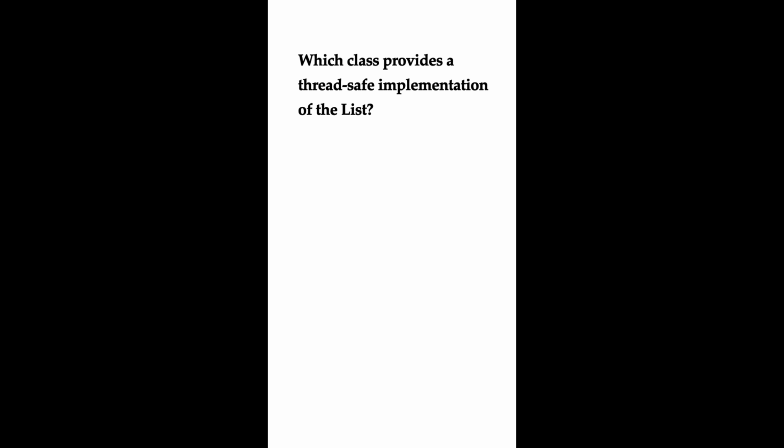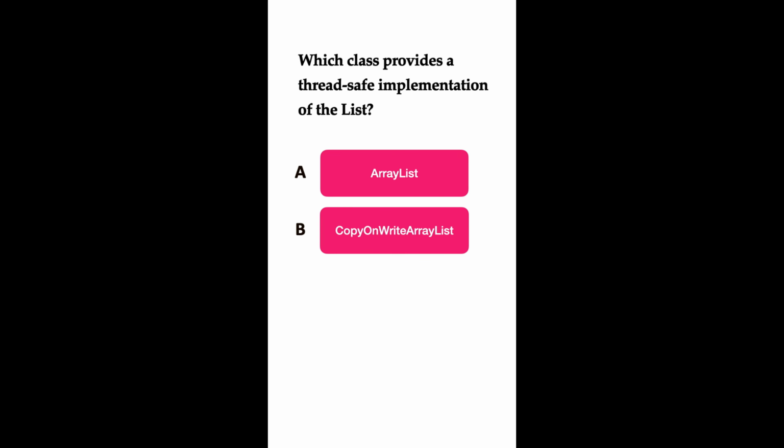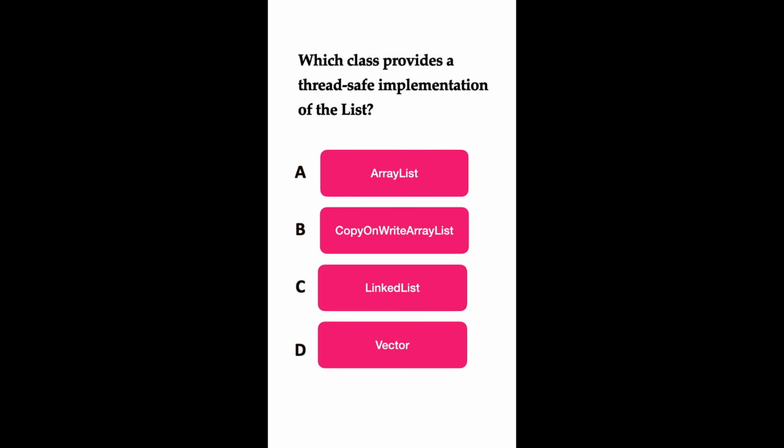Which class provides a thread safe implementation of a list interface? Option A, ArrayList. Option B, CopyOnWriteArrayList. Option C, linked list. Option D, vector. Well, you have 5 seconds to answer this question.